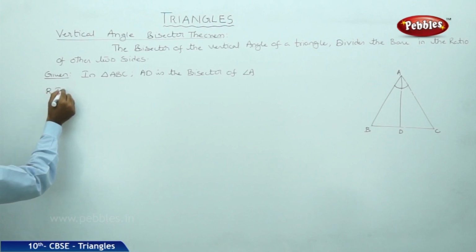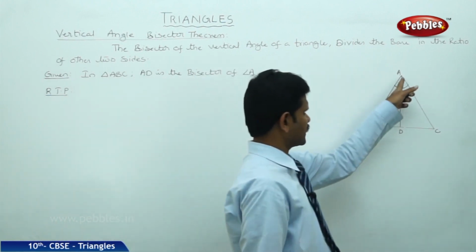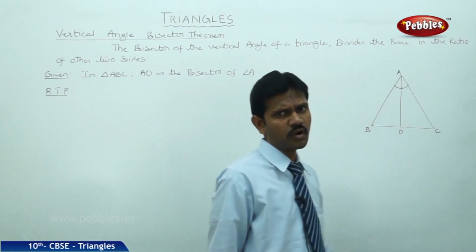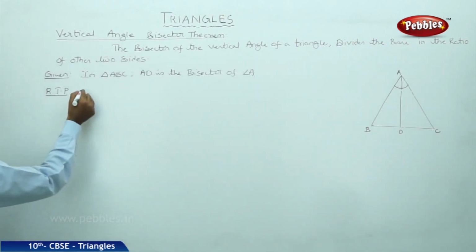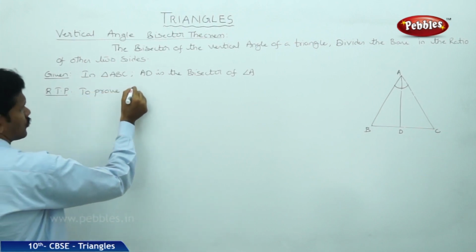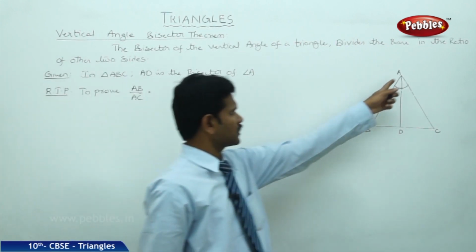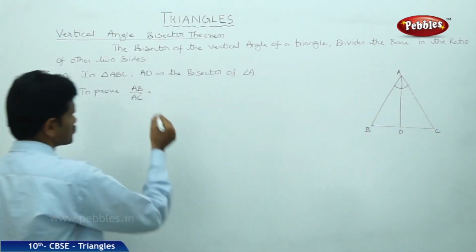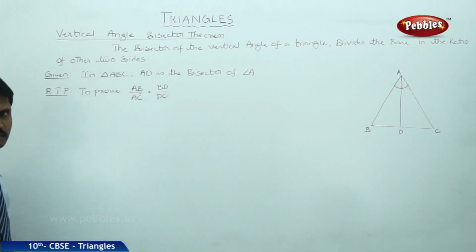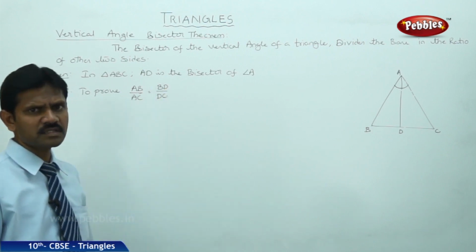RTP: the bisector of the vertical angle divides the base in the ratio of other two sides. That is, to prove AB by AC is equal to BD by DC. We have to prove this one.